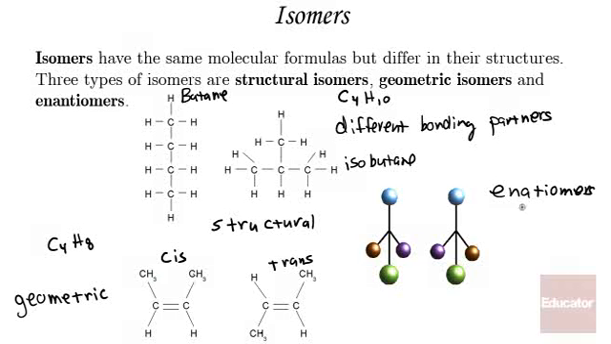And then the third is enantiomer, or the other name for it is optical isomers. And the name optical isomer helps you remember what it is, because what it is is a mirror image. Let's say that up here, the blue is hydrogen. And then maybe this brown is a carboxyl group, COOH.